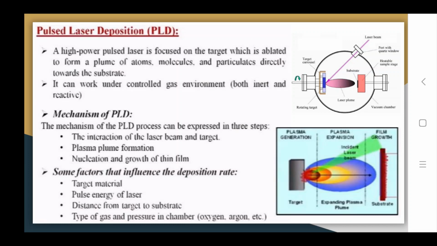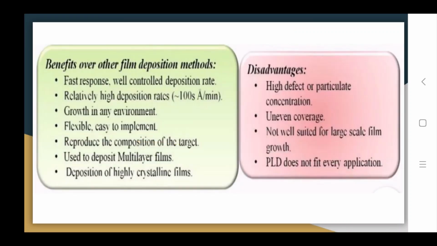Okay, now let us discuss some benefits of the PLD process over other film deposition methods. It has a faster response, a well controlled deposition rate, and a relatively high deposition rate. Growth is possible in any environment, it is flexible, it reproduces the composition of the target used to deposit multi-layer films, and deposition of highly crystalline films is possible using this technique.